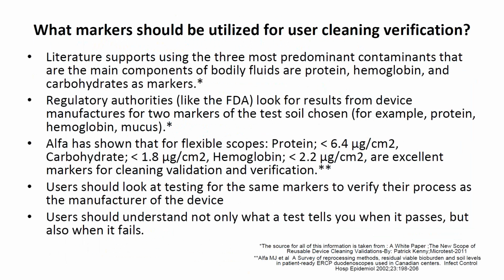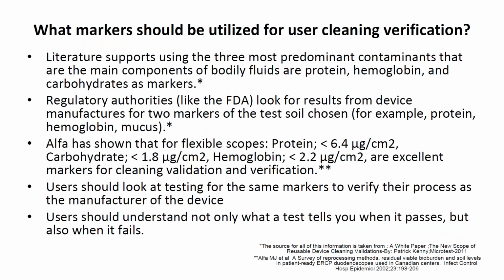Next slide. So how do we know what markers to look for if we are using cleaning verification as recommended in ST 91? Well, if you're looking through the literature, it does say that the three most predominant contaminants that are found in bodily fluids or markers of patient debris are protein, hemoglobin, which is blood residue, and carbohydrates. And we know that the regulatory authorities, such as FDA, do look for results from that type of testing from the endoscope manufacturers. So they may look at a test soil such as blood residue, which is hemoglobin, or protein when these endoscopes are submitted initially to the FDA.